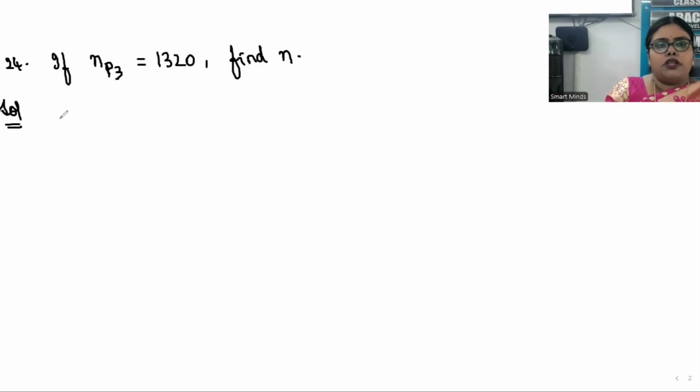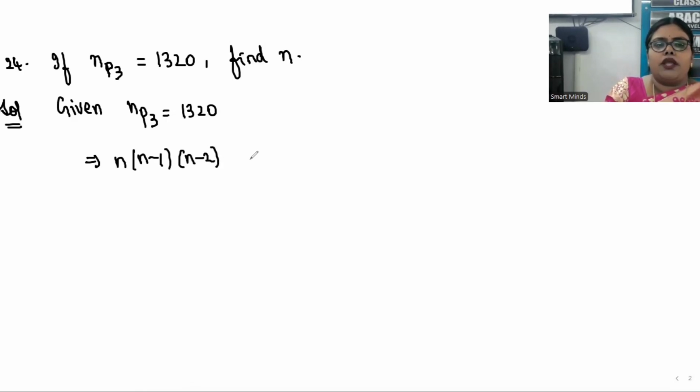Take the next question. If nP3 equals 1320, then find n. So what is given to us? nP3 is equal to 1320. Now nP3, how can we write? Start from n, reduce 3 times. So we can write it as n into n minus 1 into n minus 2. And 1320, how can you write? 12 into 11 into 10.